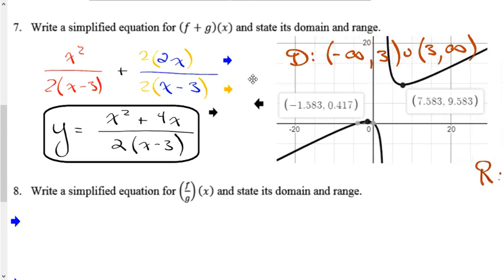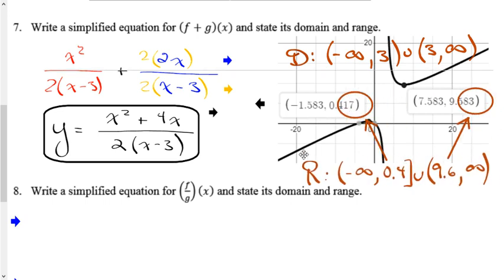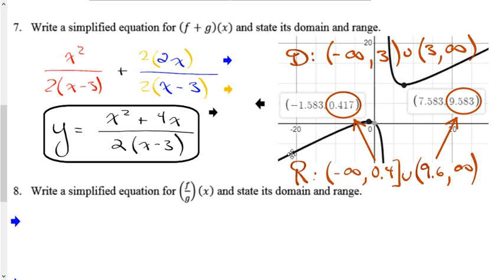So again, I'm going to look at my graph and then find the maximum value here and the minimum value there. Again, I'm looking at the y values. So this is what my range would look like. Negative infinity up to negative 0.4, and I'm just doing a rounded value, square bracket to include this, and then 9.6 to positive infinity.